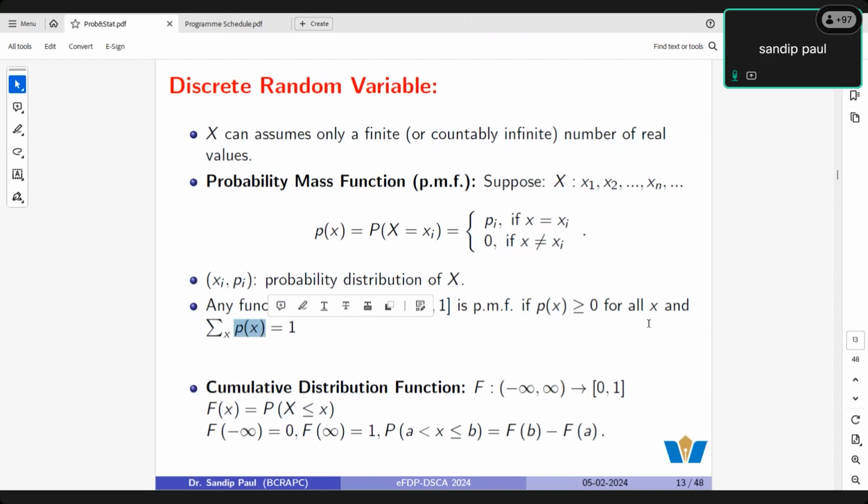Now in the case of a discrete distribution, there is another function we have to know, the cumulative distribution function, or simply the distribution function.